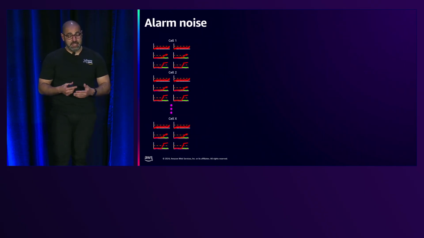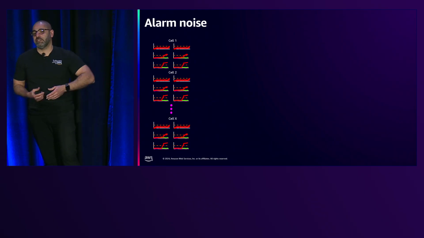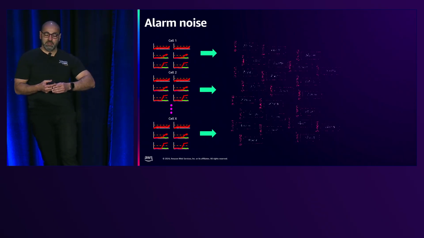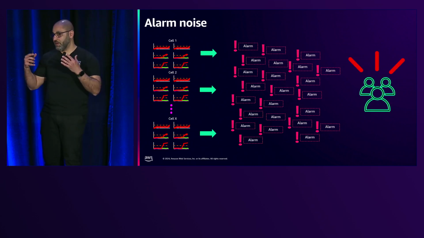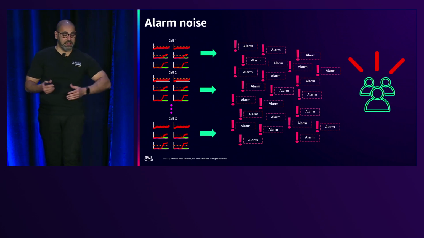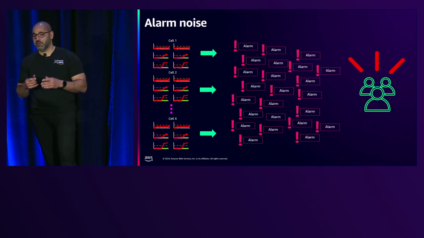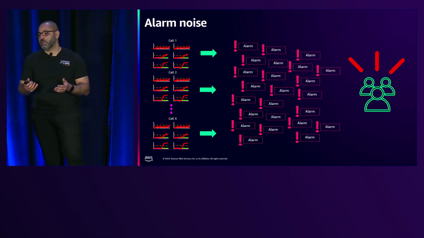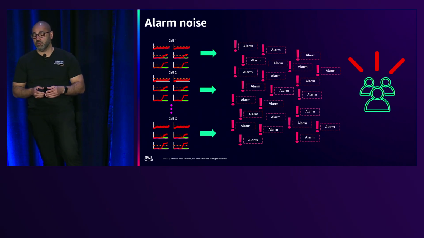Now, with all of these cells and the amount of metrics and alarms you have to set up, you may run into an alarm noise problem. And this is very common, right? Especially if you have a site-wide outage or a failure, then your operations team are going to get bombarded with lots and lots of alarms that sometimes people just ignore and say, I don't even know what to do with this, and don't even know where to begin.